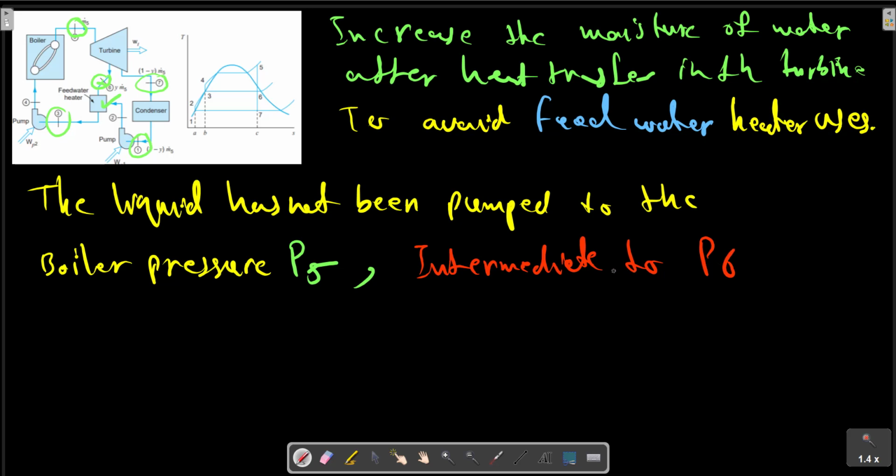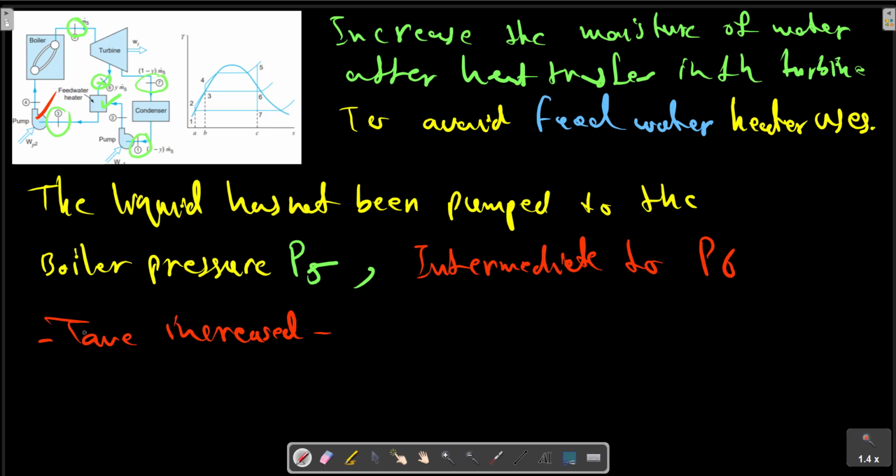Another pump is required to pump the liquid leaving the feed water heater to the boiler pressure, as shown in the picture. The significant point is that the average temperature at which heat is supplied has been increased. T average increases.